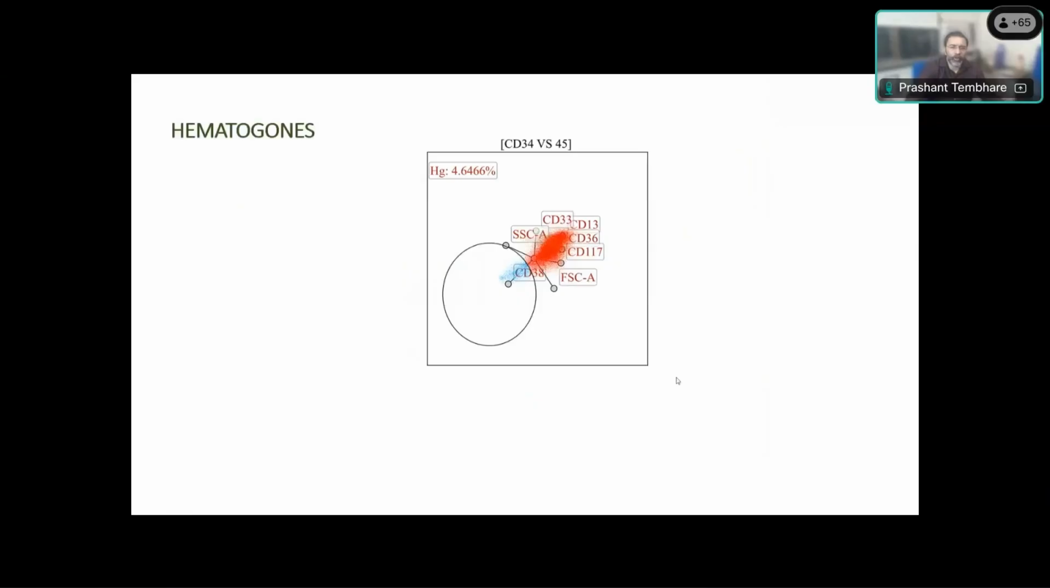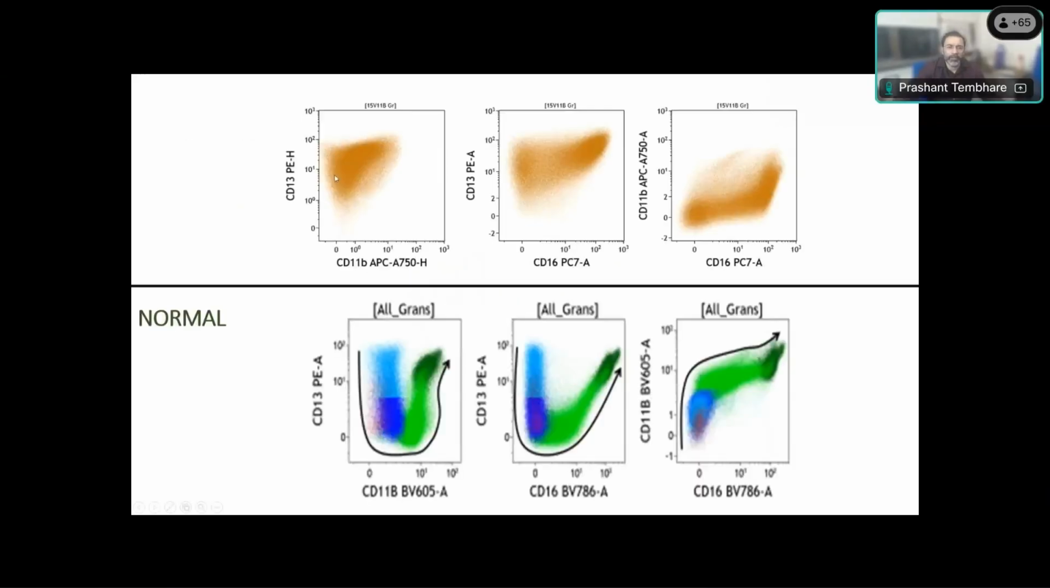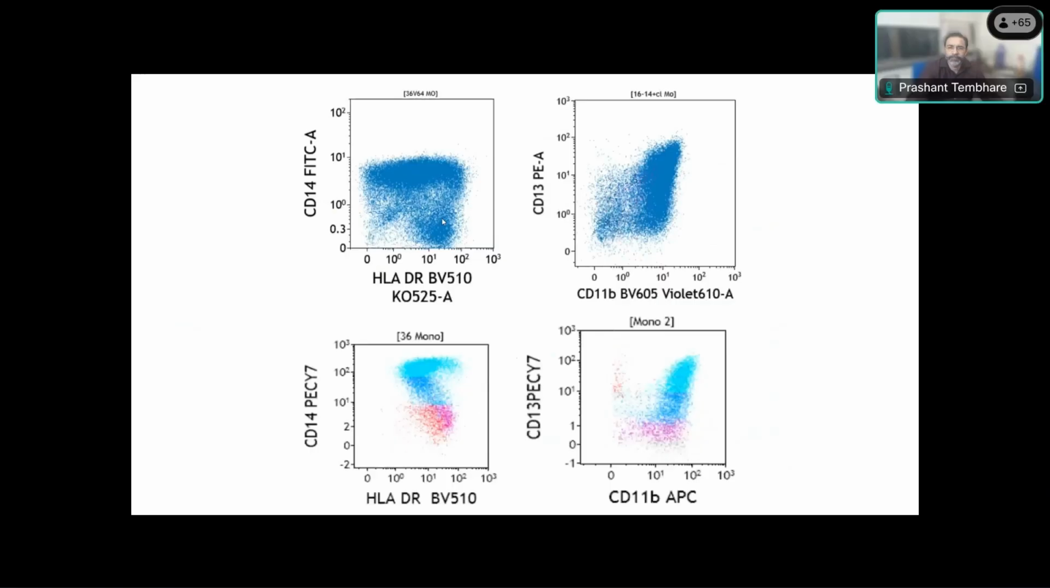There were no hematogones, and you can see the maturation pattern is completely lost. CD11b, CD16 complete. There is no maturation pattern at all, right? So because there is severe dyspoiesis in the granulocytes, on flow and morphology there will be few granulocytes, and even monocytic dyspoiesis there.